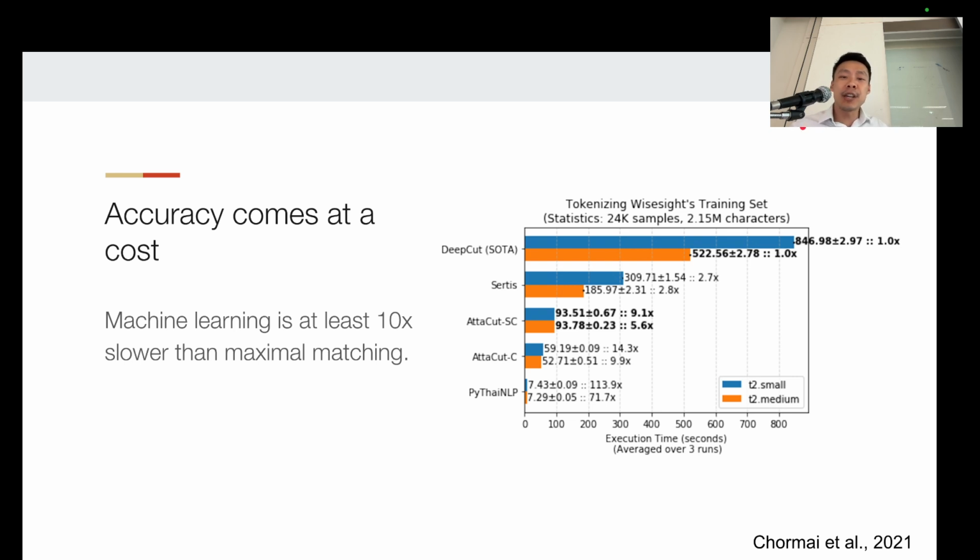And accuracy comes at a cost. So in this graph, the x-axis is the execution time in seconds to segment 2 million characters. 2 million characters is not a whole lot. It's a lot, but it's not that many. Yeah, but it's still, what is it? 800 something seconds to word segment 2 million characters. 800 seconds, that's some time. That's what, how many minutes?